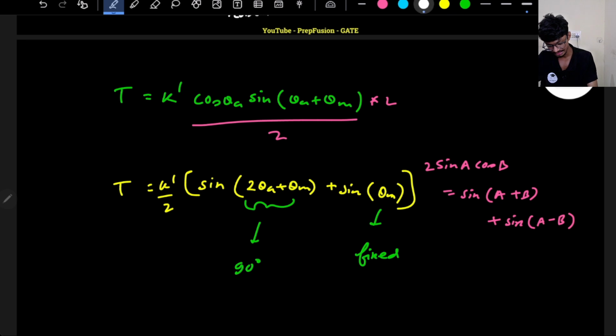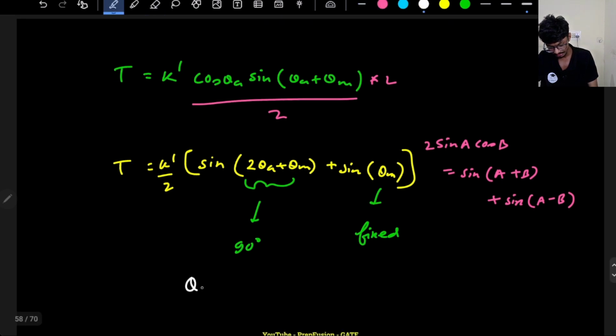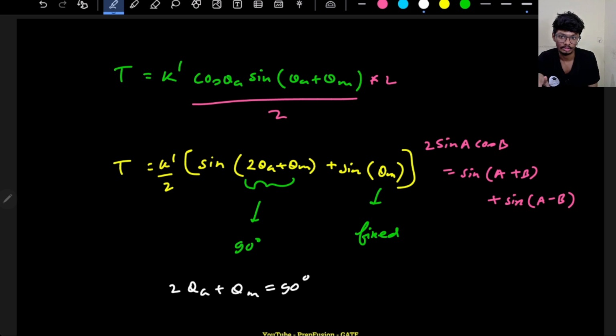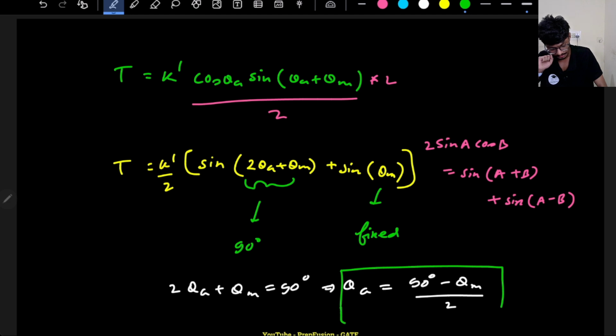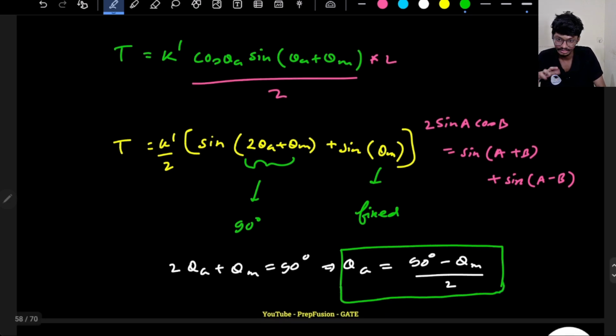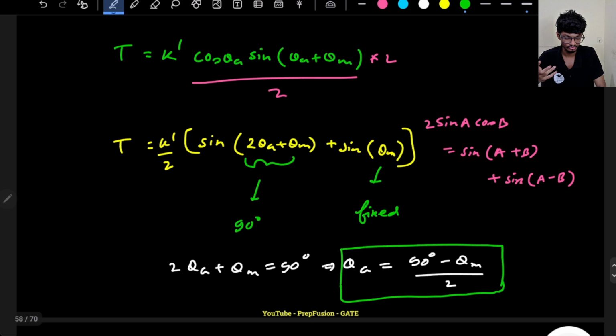So basically I can say that your auxiliary winding angle, 2 theta a plus theta m, will be equal to 90 for getting the maximum torque at starting. For getting the maximum torque at starting, this should be the value. That means your theta a will come out to be (90 minus theta m) divided by 2. If you want to remember this, good. It will be good if you can remember it. If you want to derive it in the examination hall, you can do that also.